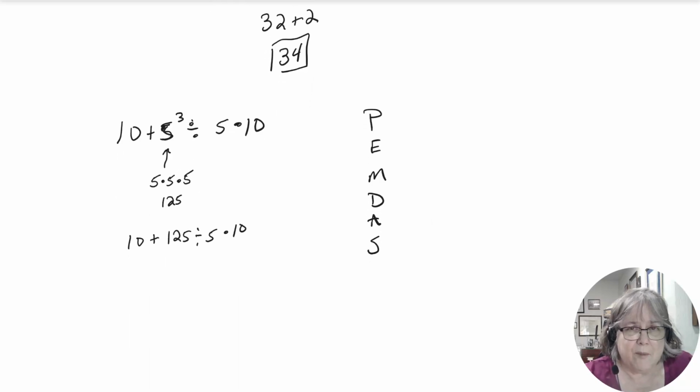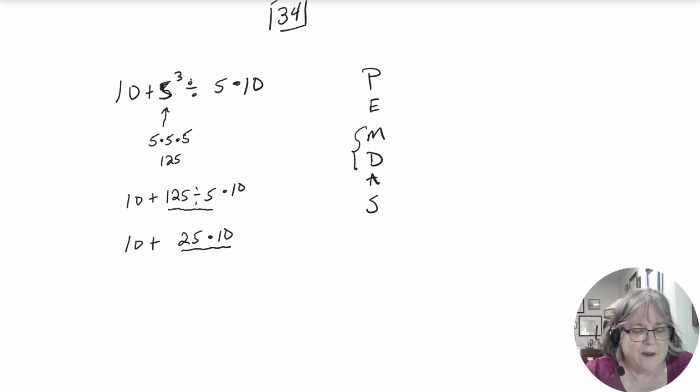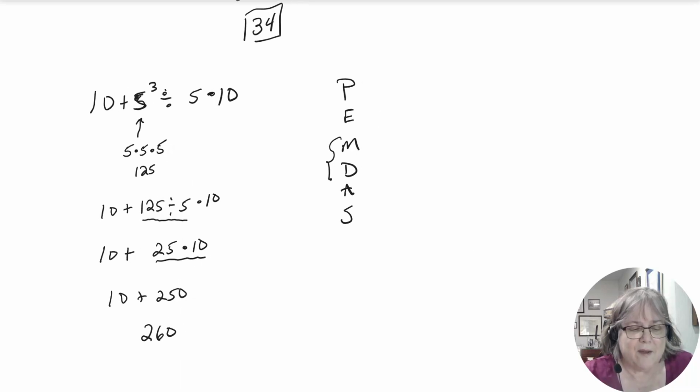All right, didn't have any parentheses. I'm through with my exponents. Do I have any multiplication or division? Yes, I actually have one of each. Division is showing up first, so I hold on to my 10. This is the first one that shows up left to right. 125 divided by 5 is 25 times 10, and here's my multiplication. So it's 10 plus 250, and I have my additions or subtractions left, so I just had an addition. And that would be this answer.